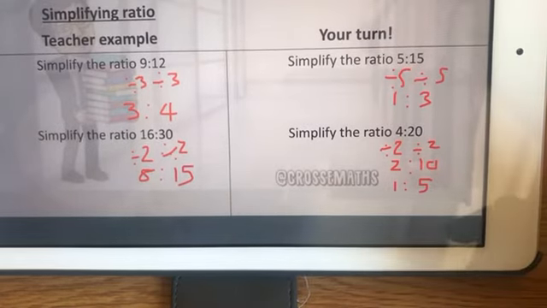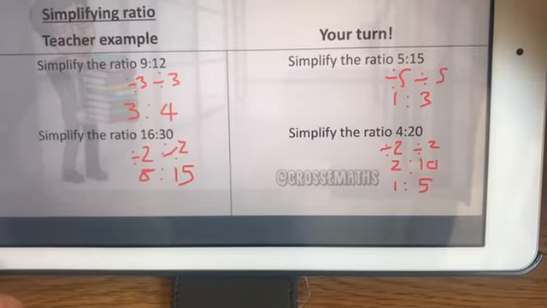And that's it. It's as simple as that, guys. Very, very straightforward. If you got those wrong, please correct them. If you got them right, please give yourself a tick.